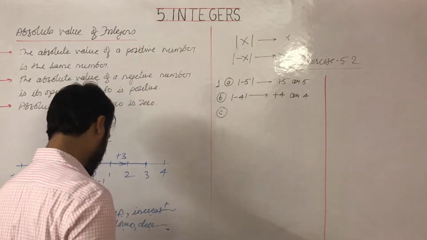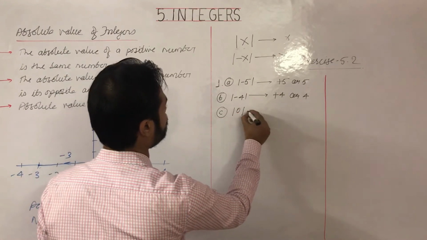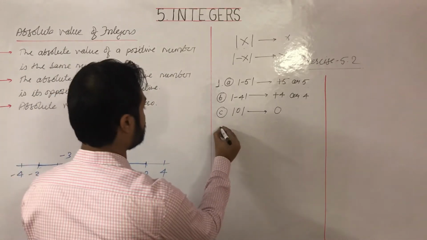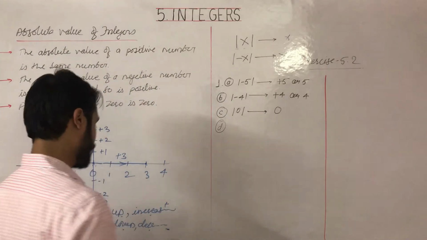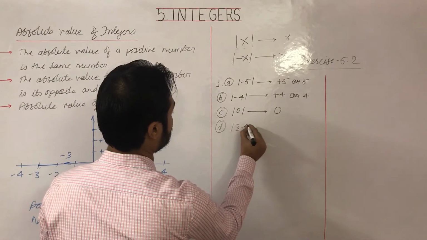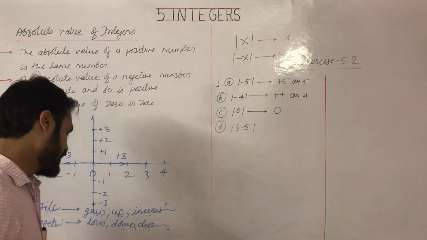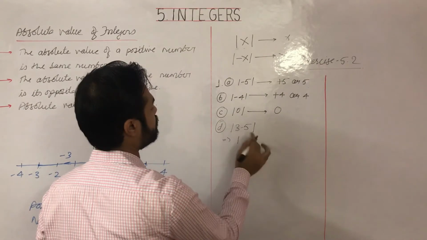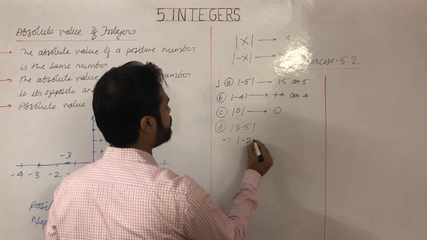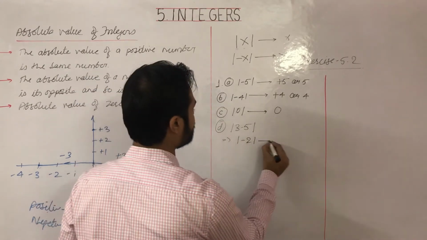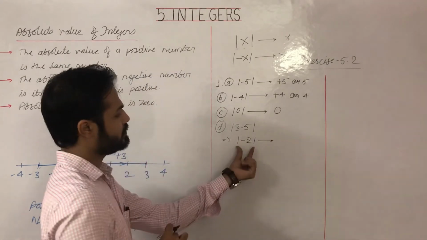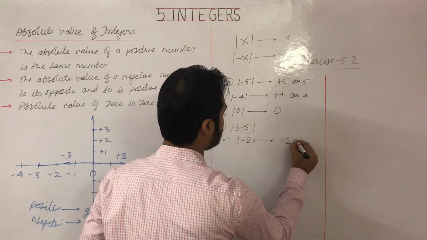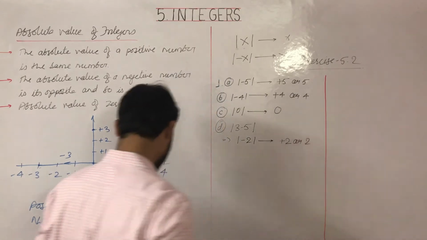Part C, mod of 0 or absolute value of 0 is 0. Then part D, 3 minus 5. In this question, first of all, solve it. 3 minus 5 will be minus 2. And then mod of minus 2 or absolute value of minus 2 will be plus 2 or 2. Both are the same.